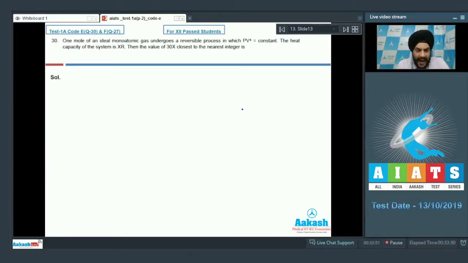1 mole of an ideal monatomic gas undergoes a reversible process in which PV raised to the power 4 is a constant. We have to comment on the heat capacity of the system. So it is given to us that the heat capacity of the system is XR. Then we have to report the value of 30x.